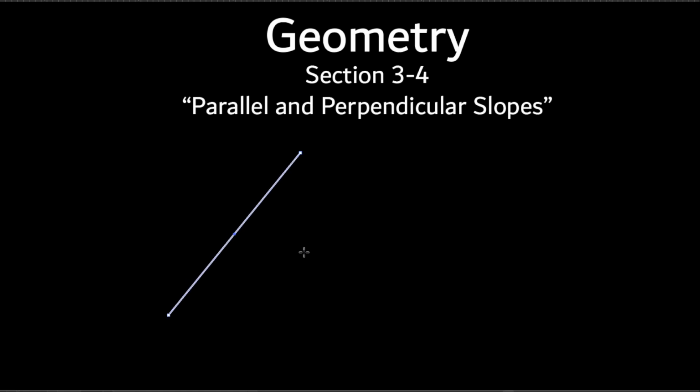So if I had two lines like this, we've learned about parallel lines before, but if I have two parallel lines and they're like this, okay, they don't intersect each other.